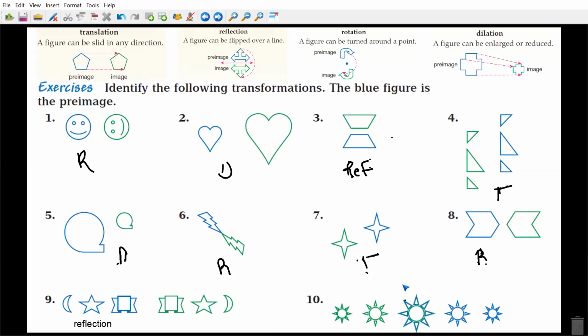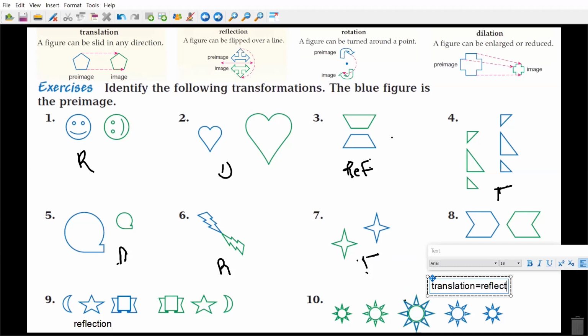Translation. Oh, so you can have translation. What else did you say, Mariana? Can you remind me what you said, please? Reflection and rotation. And rotation. Mr. Duque, you said translation? I haven't said nothing. No, I'm sorry. Okay. So we can have reflection or rotation. That's what Mariana is saying.